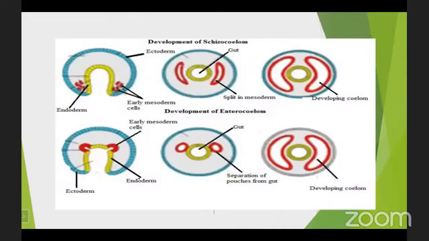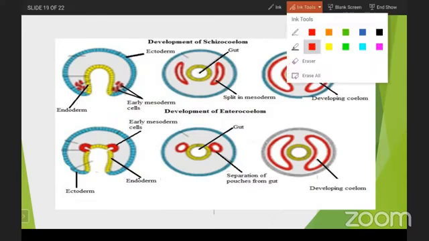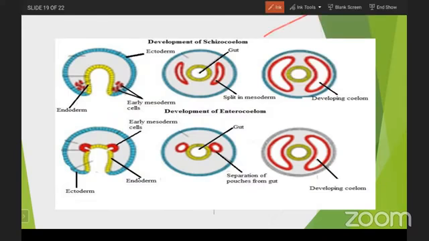Here also it is a clear picture to write about. If you are asked a 4 marks question, you can write every point in detail with the help of this picture. So, development of schizocoelom and development of enterocoelom. Entero means archenteron, schizo means mesodermal pouches. So here you have to write first schizocoelom: mouth and then anus. Here you have to write first anus, then mouth.